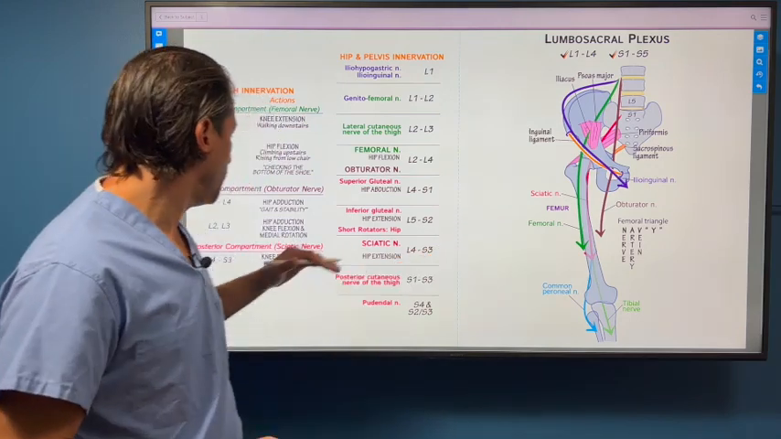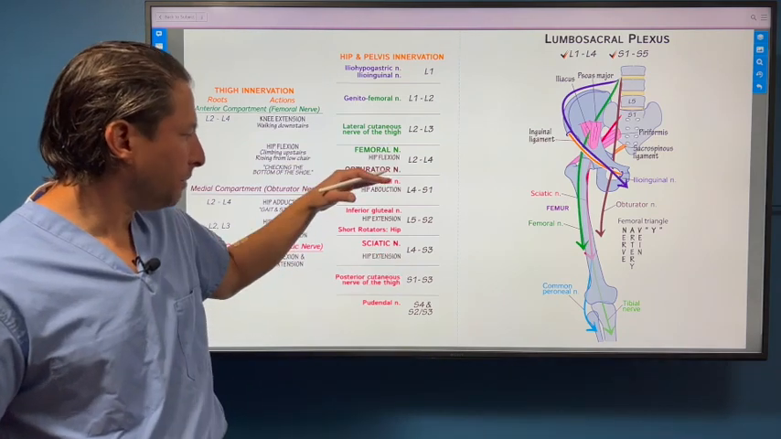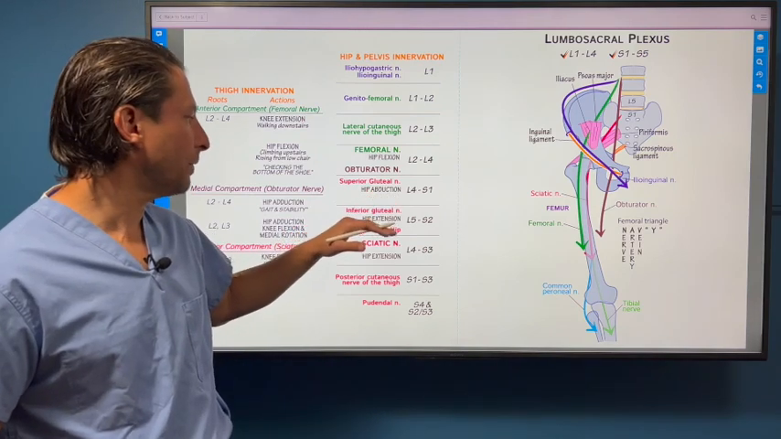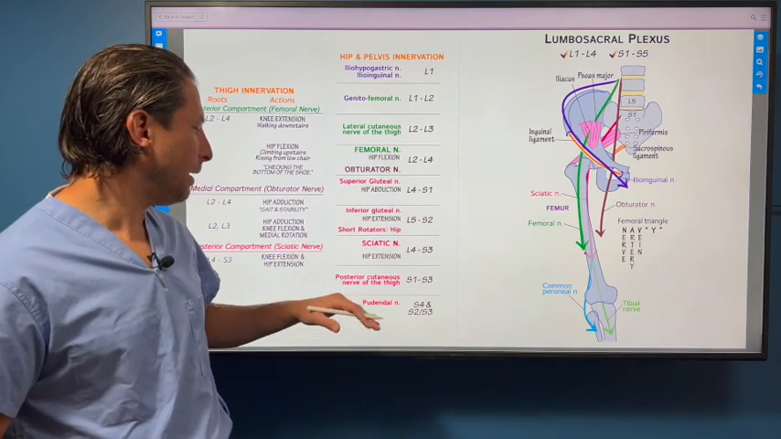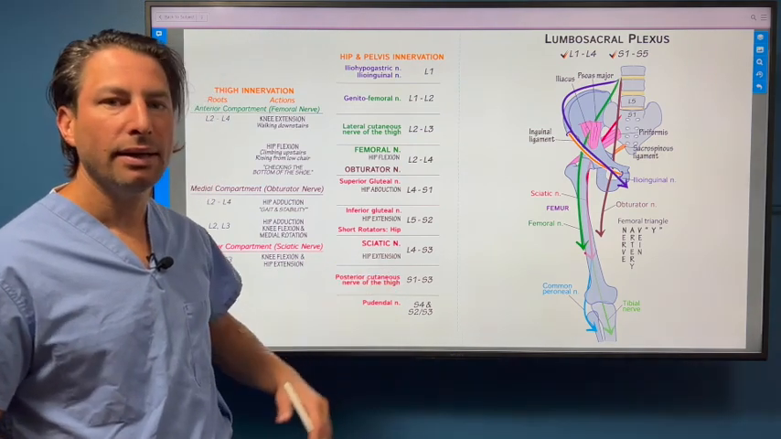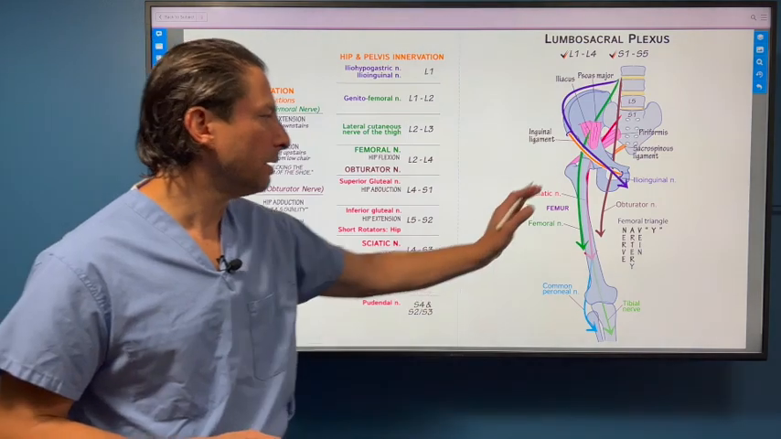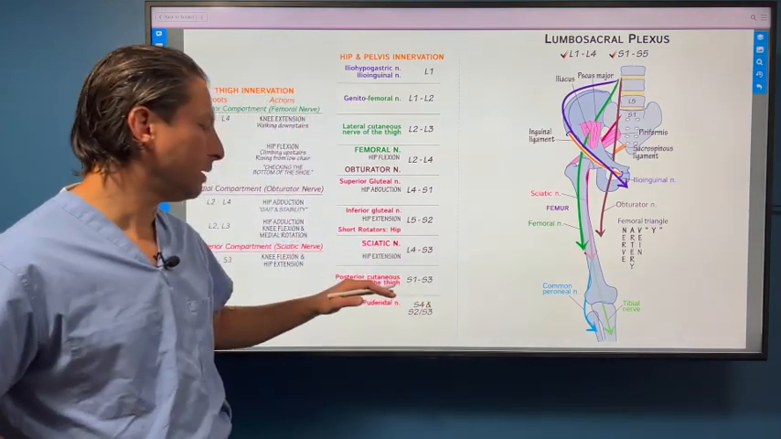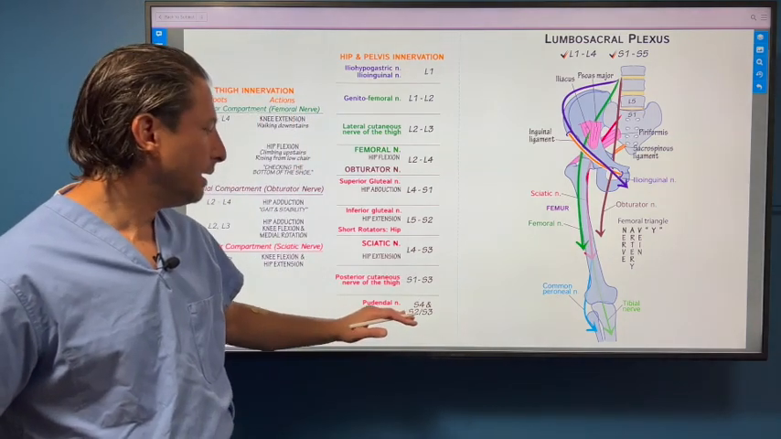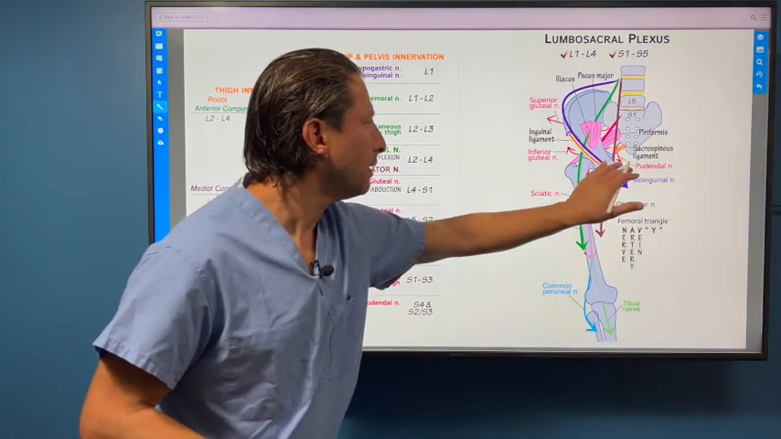And then on the posterior compartment, L4 to S3, this is sciatic here, and there's multiple different branches here, but superior gluteal hip abduction, inferior gluteal hip extension, and then the short rotators of the hip, as well as posterior cutaneous nerve of the thigh. There's multiple different cutaneous nerves of the thigh. Lateral femoral cutaneous nerve is the outer aspect of the thigh, and then posterior cutaneous nerve for sciatic on the back side of the thigh, and then pudendal nerve, very important, S2, S3, S4 in the pelvic region here, and we can see it down in here.